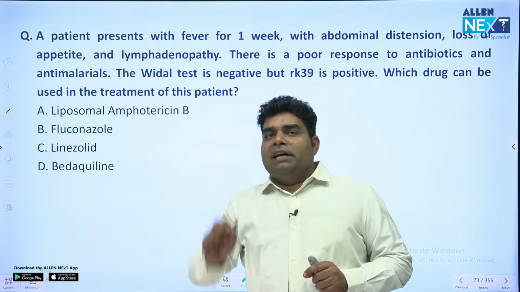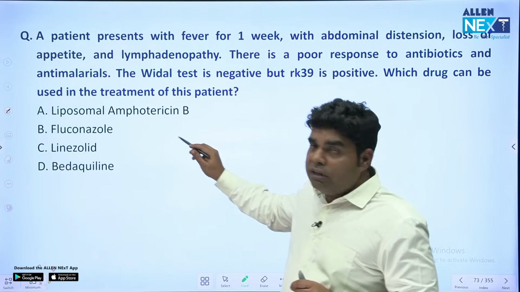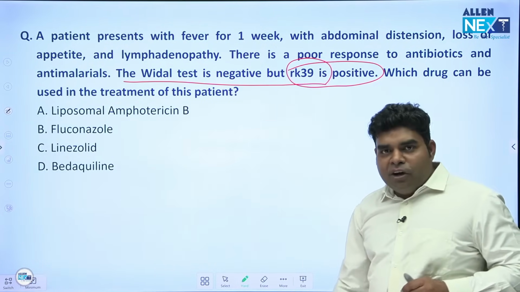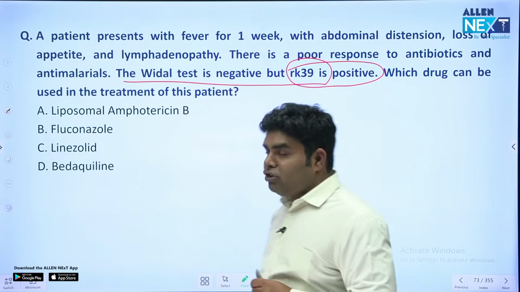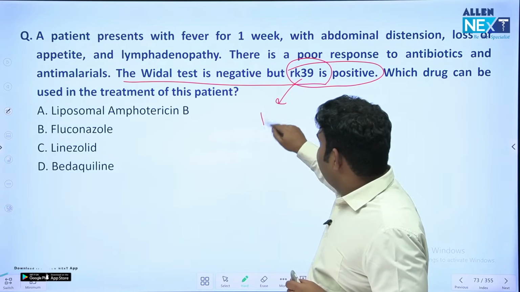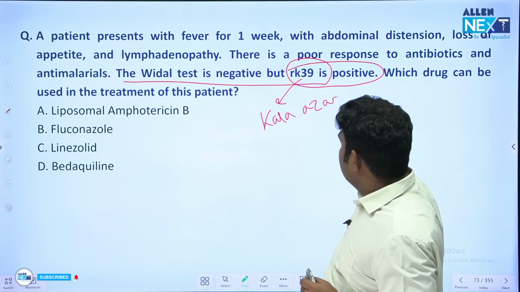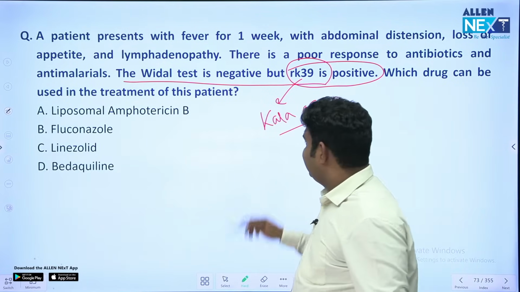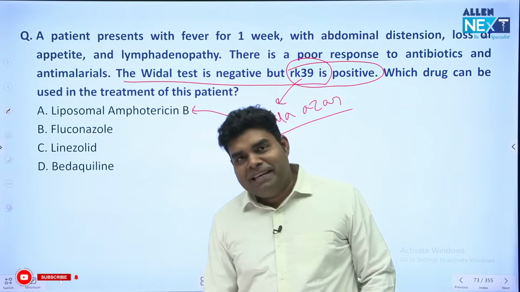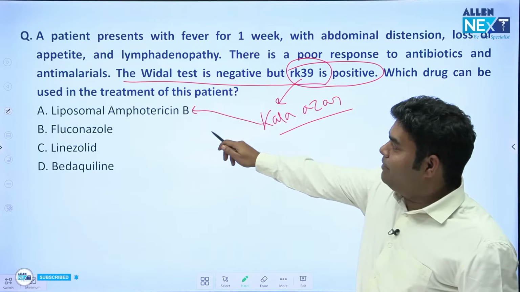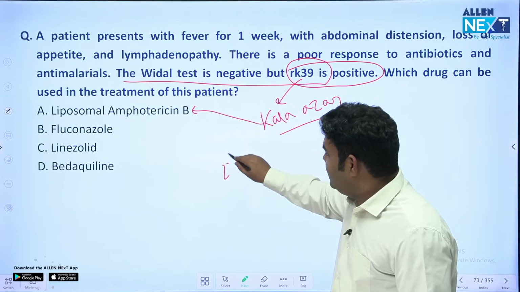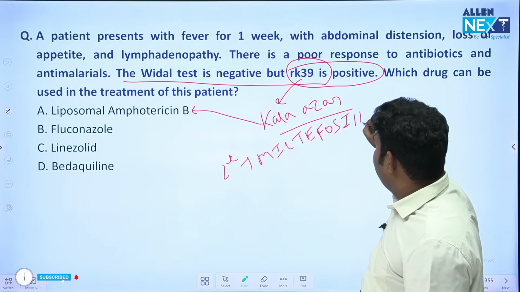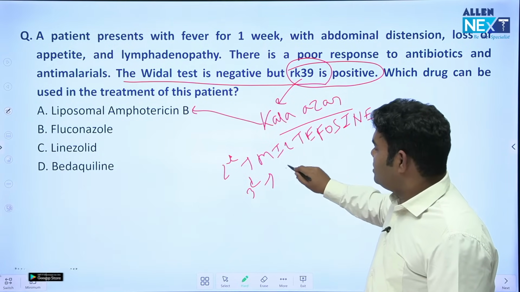Whenever a big question comes in your exam, always remember that you have to start with the lower line first. Vidal test negative, RK39 is positive. Where do we use RK39? In case of Kala Azar. And in case of Kala Azar, what is the drug of choice? It is the same that we use in black fungus, liposomal amphotericin B. So Kala Azar has liposomal amphotericin B as drug of choice. Second drug of choice is the oral drug miltefosine. And third drug of choice is sodium stibogluconate.